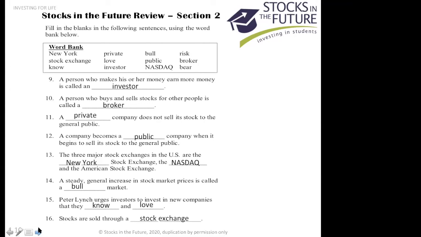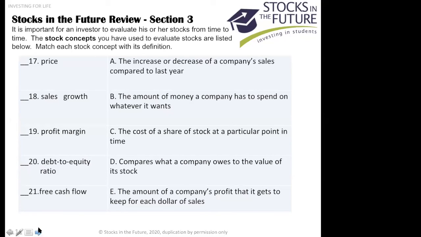All right, now we come to the final slide where again, we're working with terms. So on your paper, write 17, 18, 19, 20, 21. We want you to take some time to define what is price for 17, what is sales growth for 18, what is profit margin for 19, what is debt to equity ratio for 20, what is free cash flow. So now we're getting into some pretty heavy duty terms here. These are a little harder.